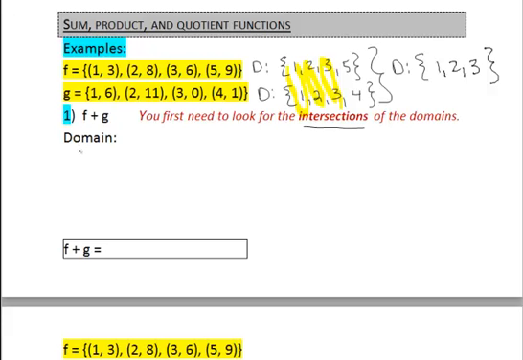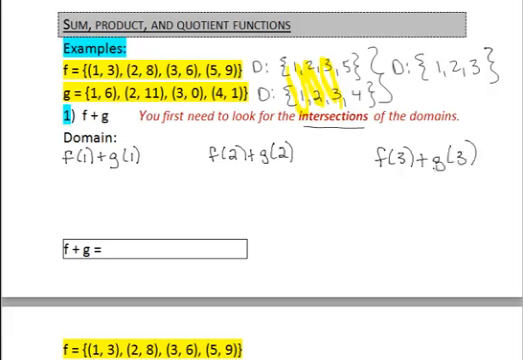Well, you need to find f of 1 plus g of 1. Then you need to find f of 2 plus g of 2. And then you need to find f of 3 plus g of 3. All you're doing is finding each function evaluated at the new domain. So we have f of 1, f of 2, f of 3, g of 1, g of 2, and g of 3.